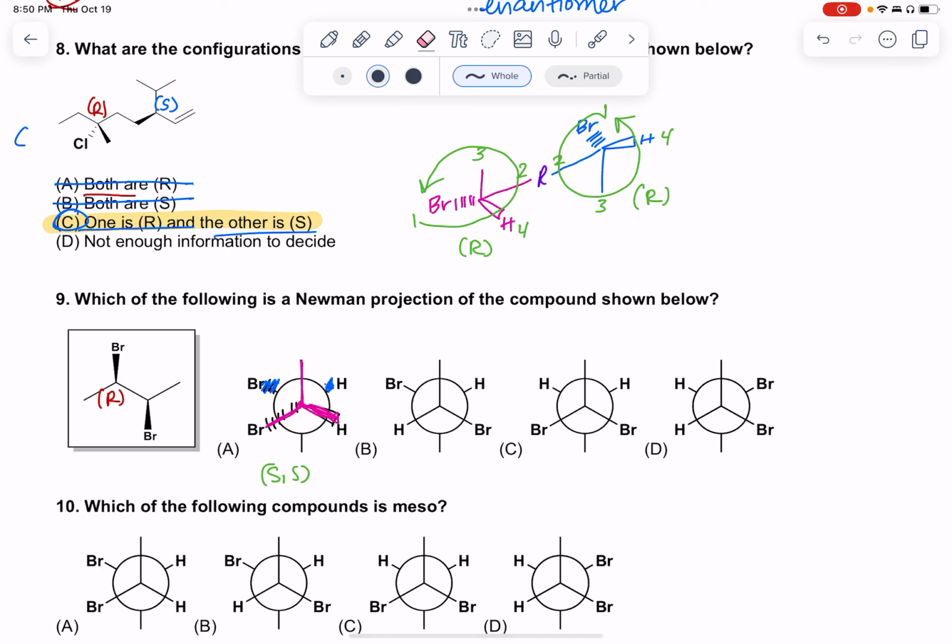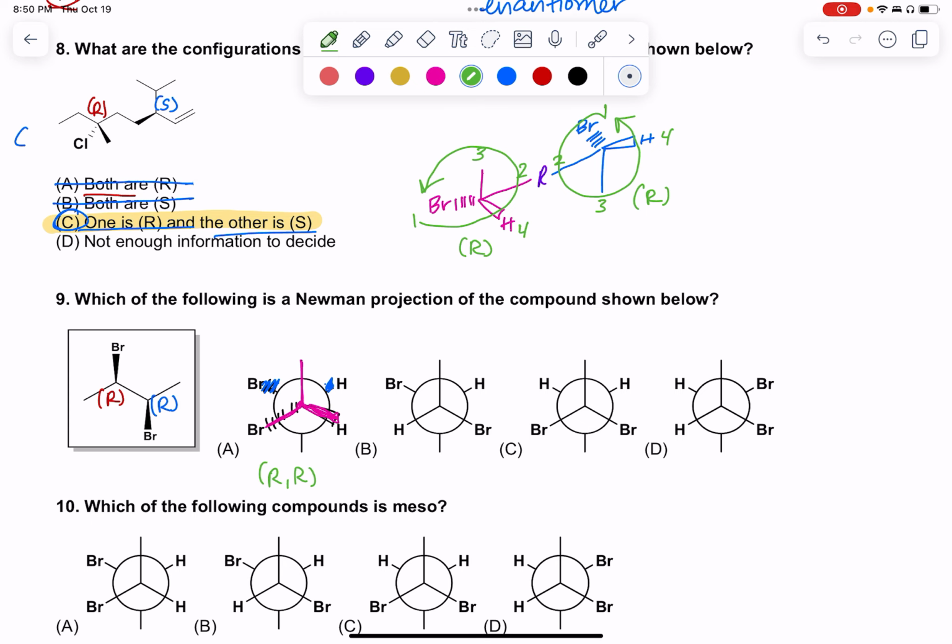That's the first one. Let's look at the second one. We've got 1. The groups are going to be pretty much the same. This is going to be 3. Our hydrogen's in the back. It's number 4, and this is 2. 1, 2, 3. This is also R. Hydrogen's in the back, so we don't have to think about it. This one is also R. So I wrote S here when I meant R. R, R. I hope you catch my mistakes when I make them.